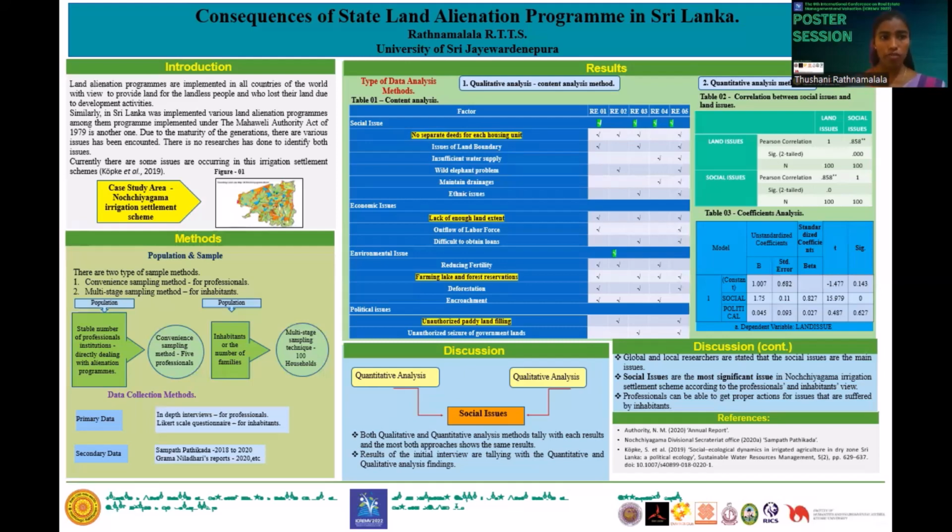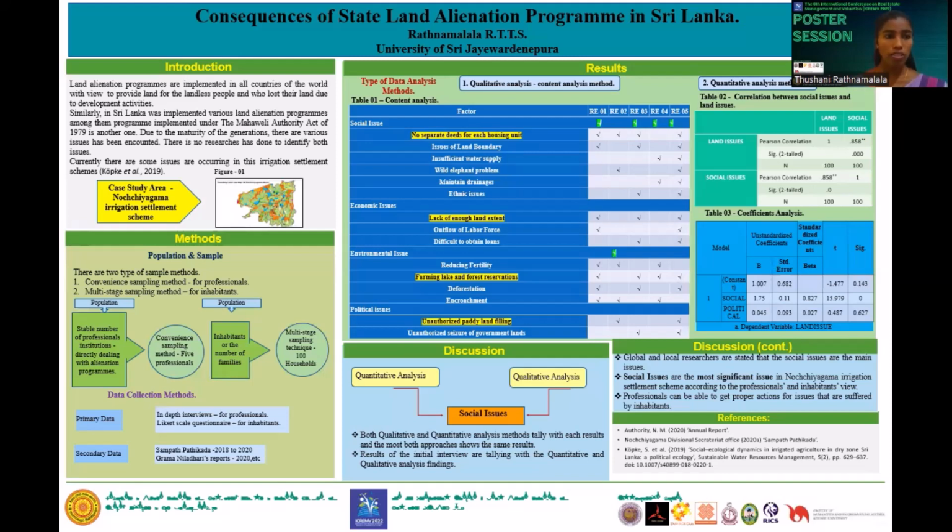This section comprises the analysis of the land issues in the Nochiagama Irrigation Settlement Scheme. Both quantitative and qualitative analysis methods are used for this analysis. The first method is qualitative analysis. Qualitative analysis refers to content analysis using data from in-depth interviews with different professionals related to the Mahaweli area. They are the agriculture officer, agrarian service development officer, unit officer, land officer, and Grama Niladhari respectively.